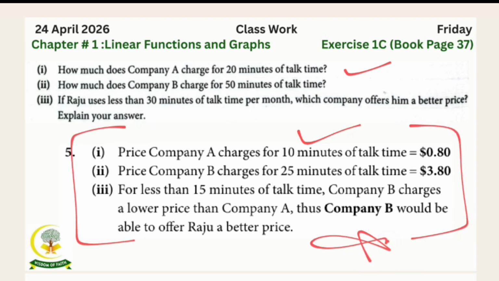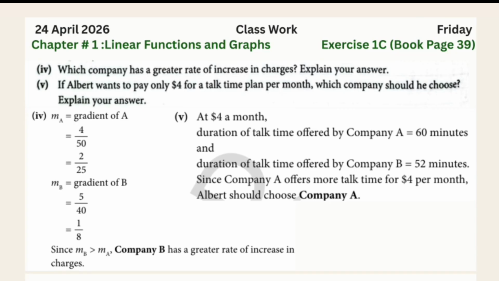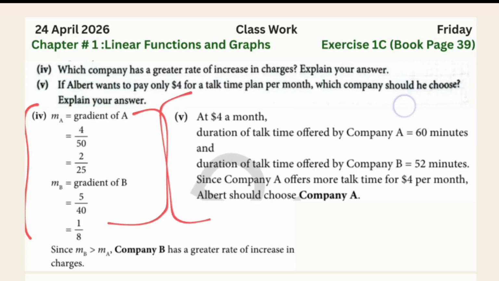Here you go. Question number 4 and 5. Which company has a greater rate of increase in charges? Explain your answer. So here we have the solution. MA means the gradient of A is 4 by 50, because 50 was given in the previous question. And here we will be having the fifth part.